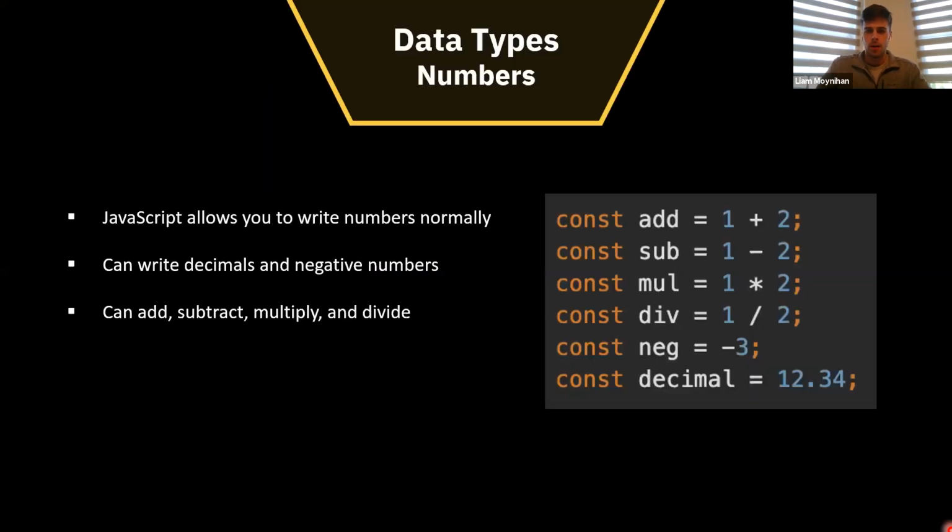So the first data type that we're talking about is numbers. JavaScript's pretty easy with numbers. They let you do all the intuitive things you would expect. You just type them in. You can use addition, subtraction, multiplication, division. You can get negative numbers by putting a minus sign in front of them. And you can use decimals, all fine, and JavaScript just makes things work.